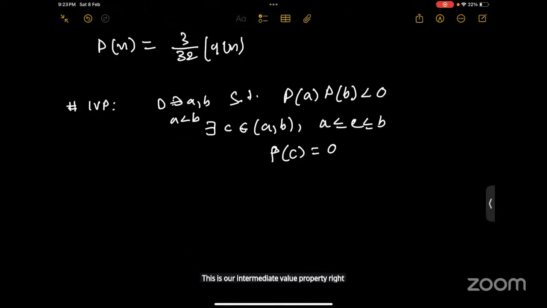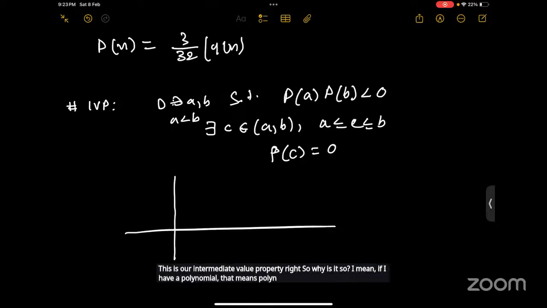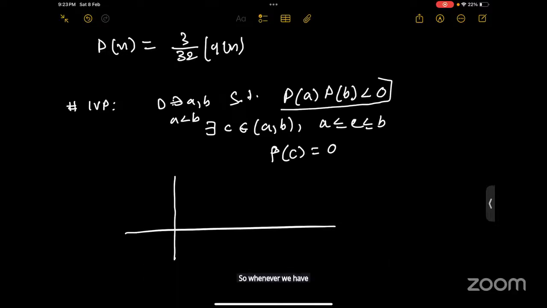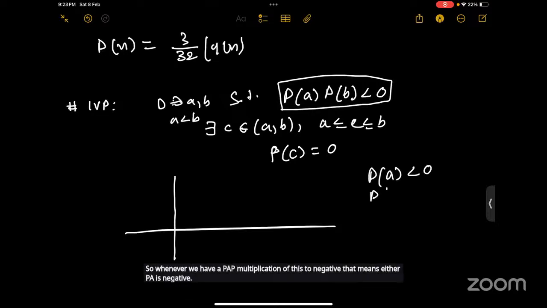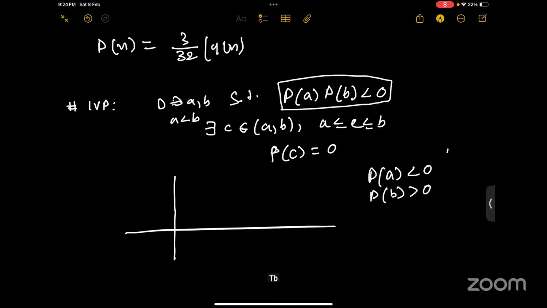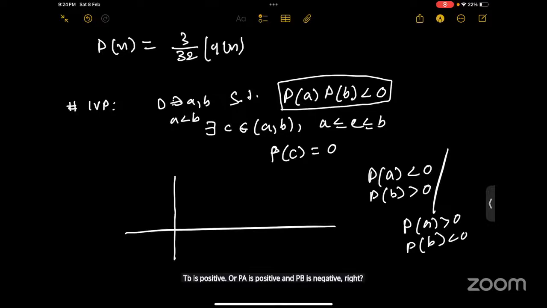So why is it so? If I have a polynomial, that means a polynomial is a continuous function, right? We have to draw a polynomial function with a single drag of our pencil, right? So whenever P of A times P of B is negative, that means either P of A is negative and P of B is positive, or P of A is positive and P of B is negative, right?